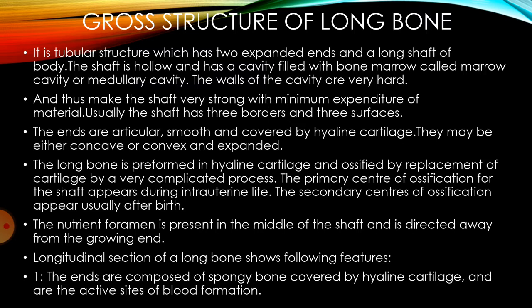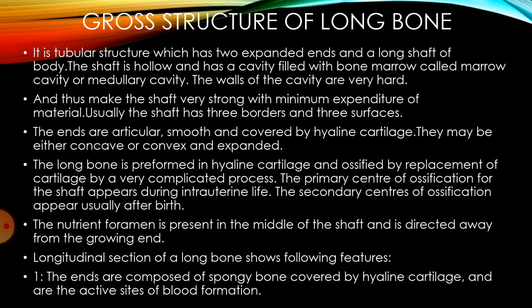Usually the shaft has 3 borders and 3 surfaces. The ends are articular, smooth, and covered by the hyaline cartilage. They may be either concave or convex and expanded. The long bone is preformed in hyaline cartilage and ossified by the replacement of cartilage by a very complicated process. So what basically happens in ossification is that the hyaline cartilage is replaced by bone. The primary center of ossification for the shaft appears during the intrauterine life. The secondary centers of ossification appear usually after birth.